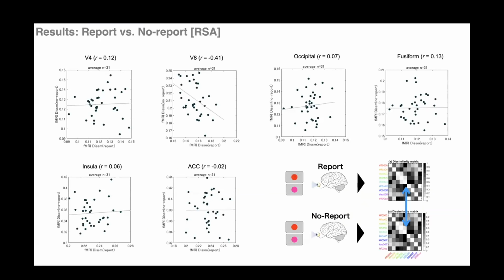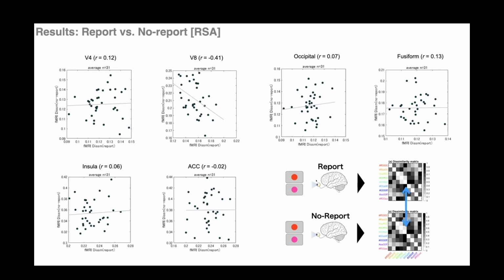Okay, and I would like to show the RSA result of report versus no report here. This is still ongoing, so we don't have any conclusions yet. But what we did is we took the dissimilarity matrix obtained from a report and a no report, and we can see how much they correlate with each other. And here it indicates they are not really correlated, but V8 is correlated, but inversely.